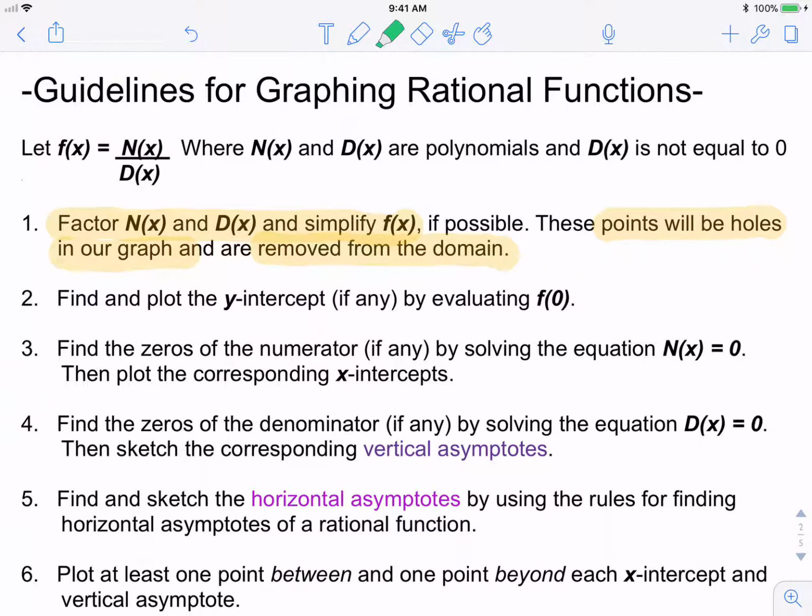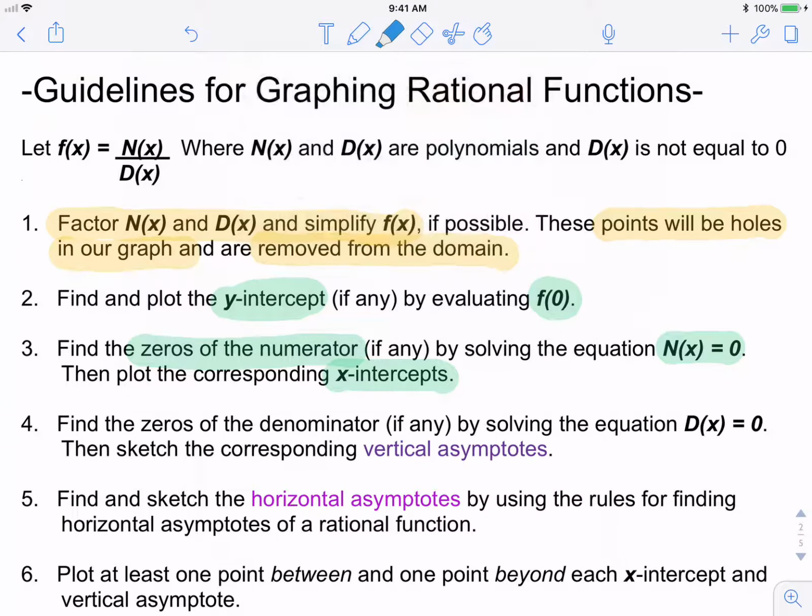The next couple steps are just some nice simplifying things. We want to put a couple more points on the graph so that it's easier to find the picture. The first thing we can do is find the y-intercept by plugging in 0 for x, and then find the zeros of the numerator, and only the numerator, by setting n of x equal to 0, factoring, and then we plot down our x-intercepts. This way we have a better idea of what the picture looks like and where we're going to be passing through the x and the y-axis.